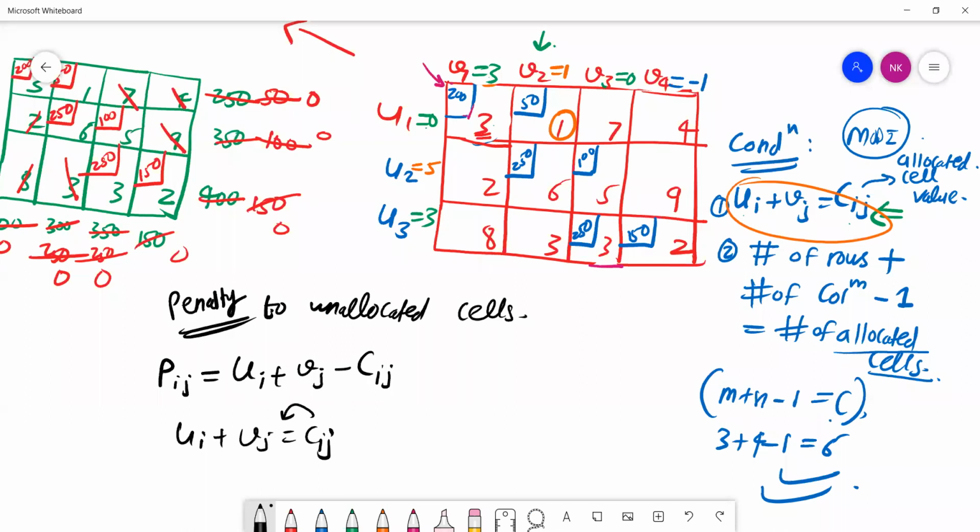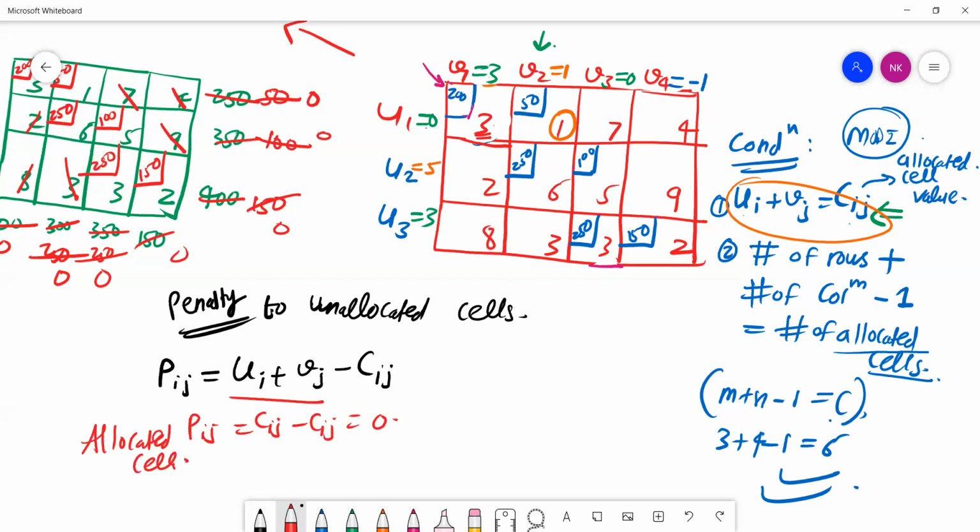So can anybody tell me why I didn't write it for the allocated cells? Why have I specially mentioned the unallocated cells? What will be the value of the penalty for the allocated cell? It will be 0, correct. Why? Because we are writing Ui plus Vj equal to Cij. So if I replace this with Cij, Cij minus Cij is equal to 0. So the penalty for the allocated cell will be 0.